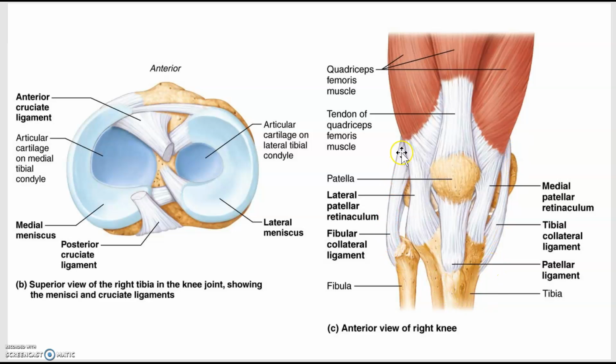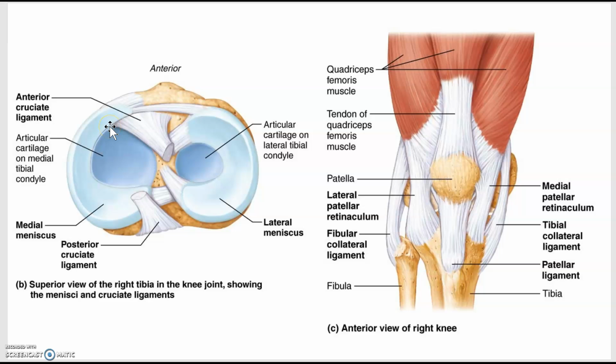And then you have your fibular collateral ligament. It attaches your fibula to your femur. It's on the lateral side, so it's also known as your LCL. Okay, so you have your MCL and your LCL. And then here, these are your menisci, those fibrocartilage pads. You have your lateral meniscus on the lateral side and the medial meniscus on the medial side.